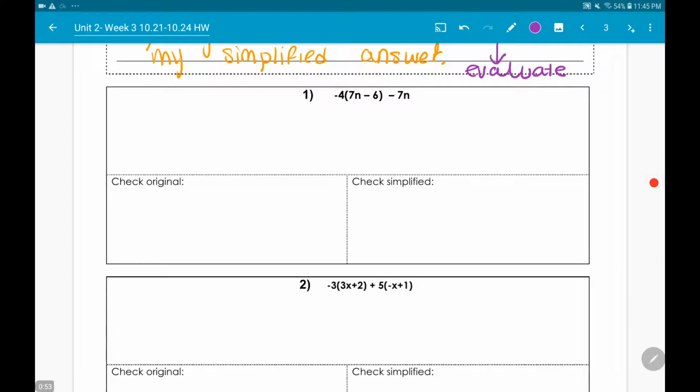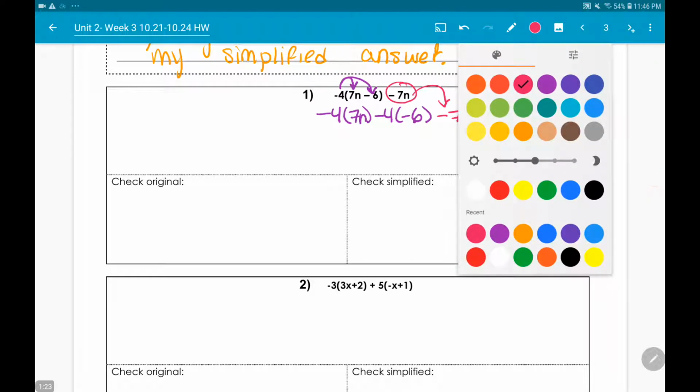All right, so let's first practice our distribution, and then we will practice checking. So again, with distribution, I only take what's outside the parentheses, and I put it on what's inside the parentheses. Do I distribute to this negative 7n? No, but I still need to bring it down. I don't distribute because it wasn't inside my parentheses.